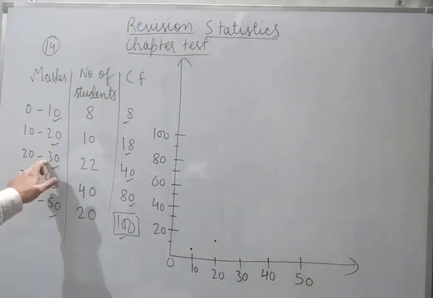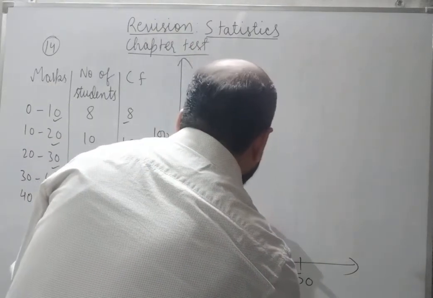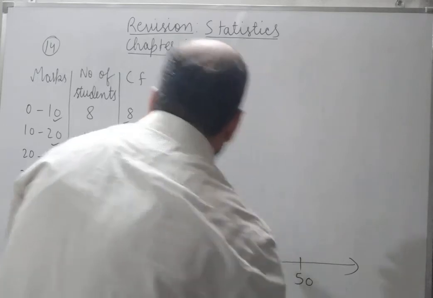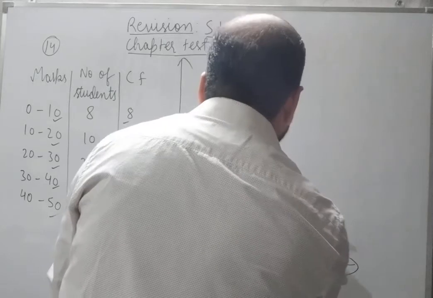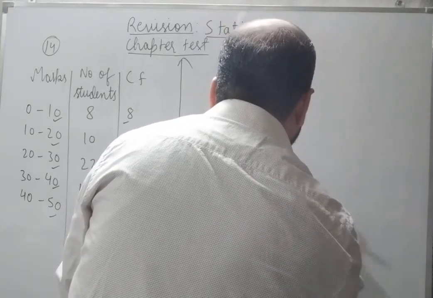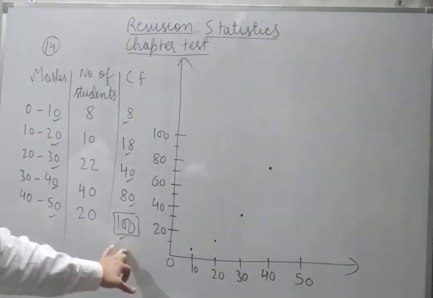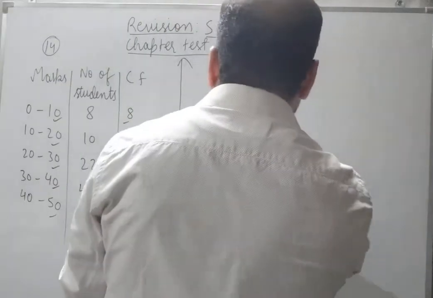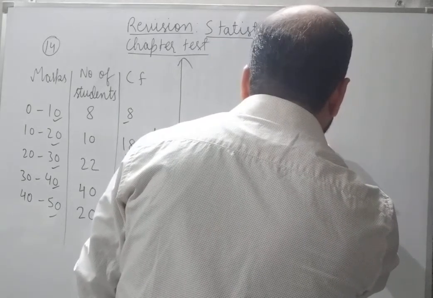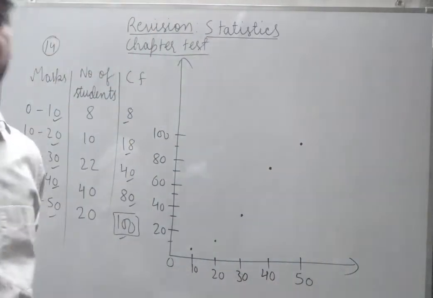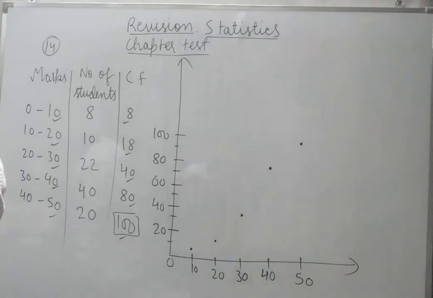Next 30, 40. So this is 30, 40. Next is 40, 80. So 40, 80 means here it is 80. Next 50, 100. 100 is this. So 50, 100. So we have plotted the points, each cumulative frequency against the upper limit of the class interval. Okay.